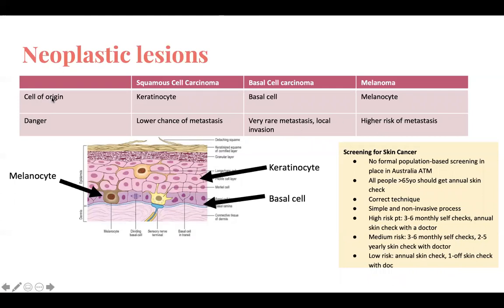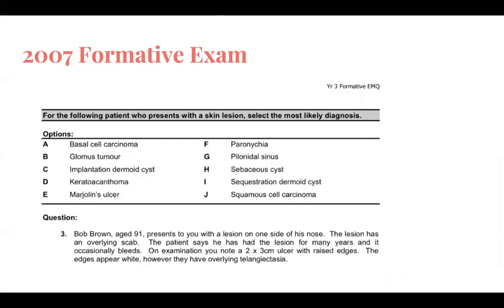In terms of neoplastic lesions, it'd be important to know the cell origin. So squamous is from the keratinocyte, the basal cell is from the basal cell, and melanoma is from the melanocyte. So it's pretty straightforward. Also listed here a bit about screening for skin cancer. There's actually no formal program in place, but they recommend all people over 65 to get an annual skin check, especially if they're at high risk. We'll do it a bit earlier.